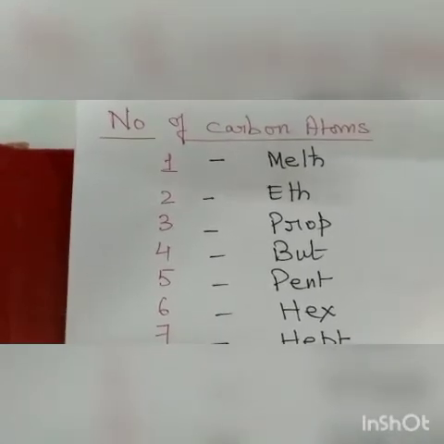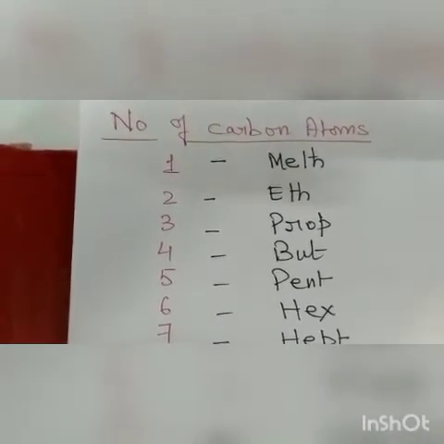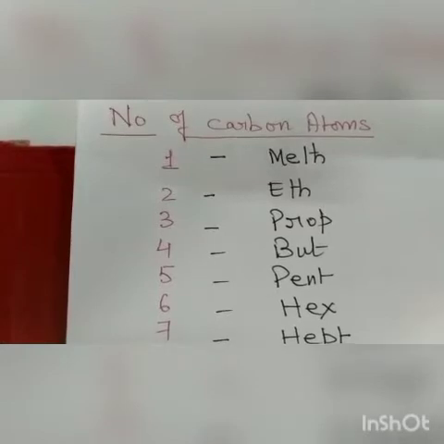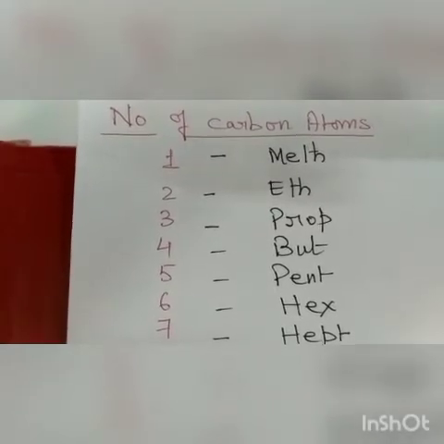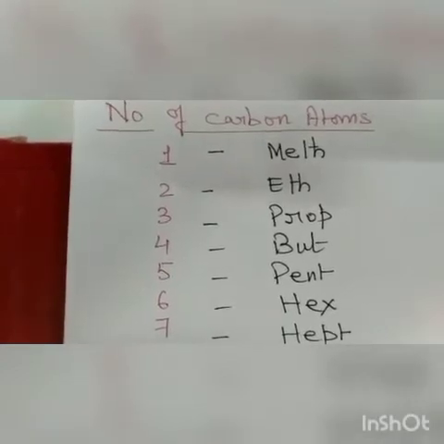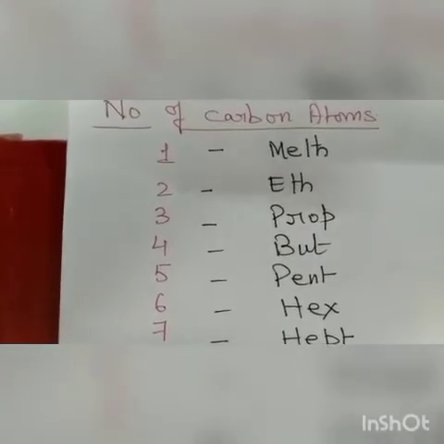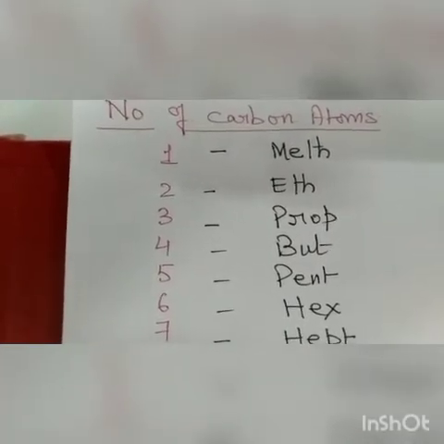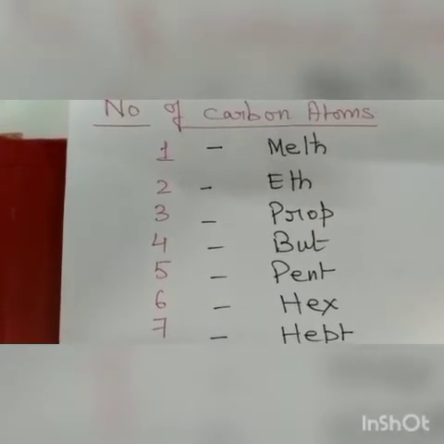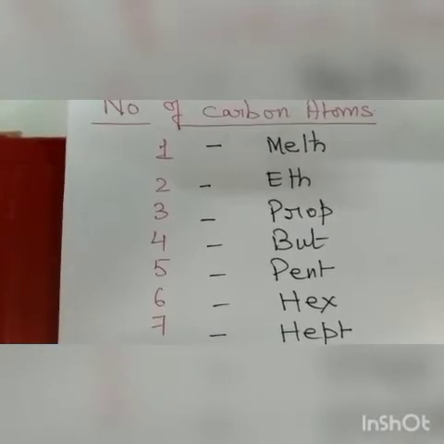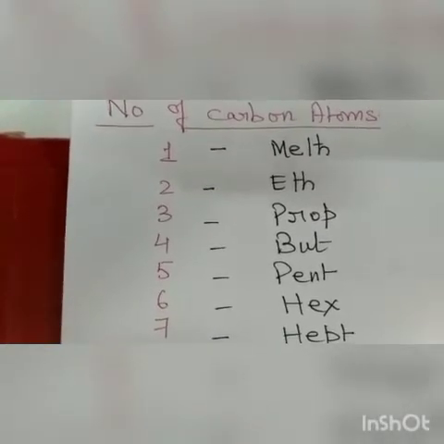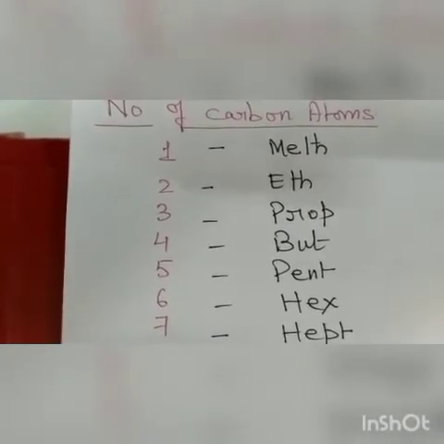Now in case of alkenes, if the carbon atom is 1, you will use meth. Actually, carbon atom 1 does not exist in alkenes. If the carbon atom is 2, you will use eth. Since it is an alkene, ene means there is a double bond, or the carbon atoms are linked by double bonds. So what you will use? Eth plus ene, ethene.